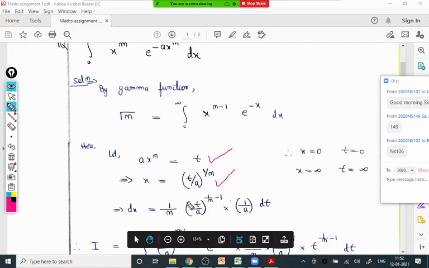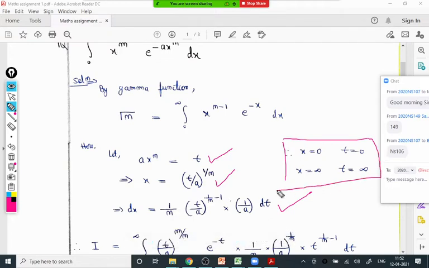The value of dx is 1 upon n, t upon a raised to 1 by n minus 1, into 1 by a dt. Very good. And the last important thing, he also checked the limits, and that is also good. When x is 0, t is 0. When x is infinity, t is infinity. So the limits go from 0 to infinity again, there is no change in the limit.